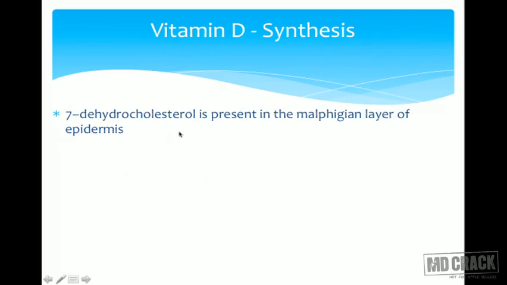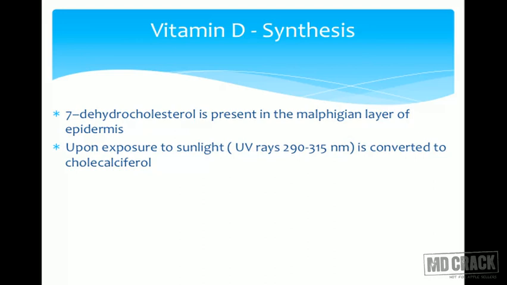Now this 7-dehydrocholesterol is present in the Malpighian layer of the epidermis. Where is this? This is in the skin. 7-dehydrocholesterol is there. It is one of the intermediates got during cholesterol biosynthesis, or from cholesterol also it can be formed. Now 7-dehydrocholesterol, when it is exposed to UV rays like sunlight, what happens to it? It gets converted to cholecalciferol. Similarly, the same thing is happening even in plants, but in animals 7-dehydrocholesterol gets converted to cholecalciferol.